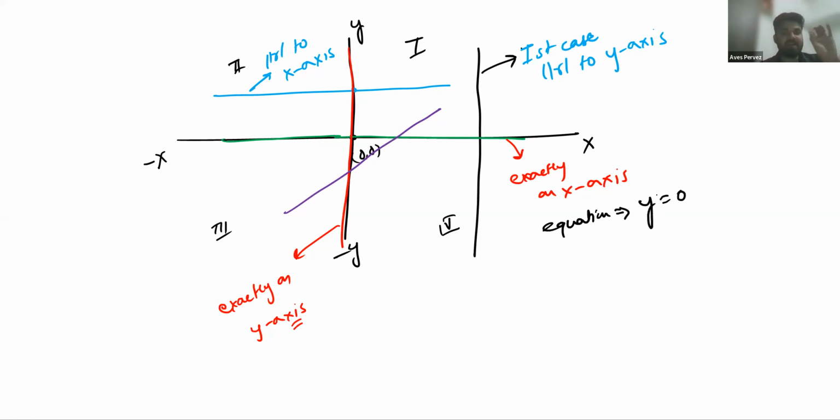Which means, if a line is passing over the x-axis, then the equation for that line will be y equal to 0, because it will have some values of x, but at every point y will be equal to 0. Got it? Understood?